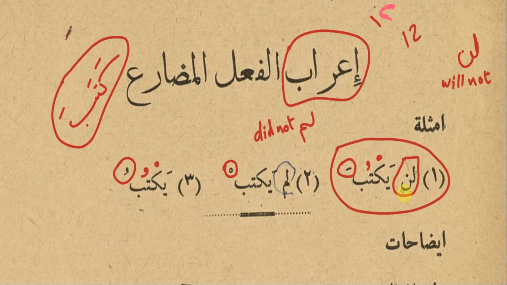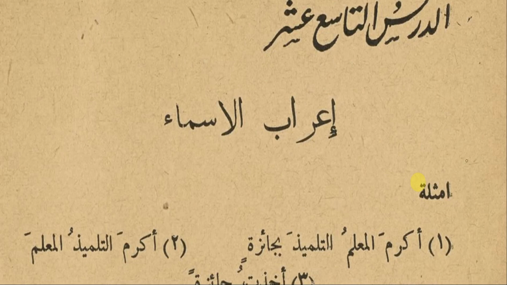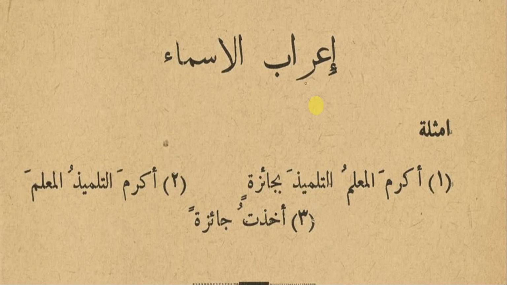You see, adawat means tools. One of these tools, which is this meaning letter here that means will not, affected this present tense and caused it to have this a there. Now, this will also happen with nouns. So here, إعراب الأسماء. This will happen with it.